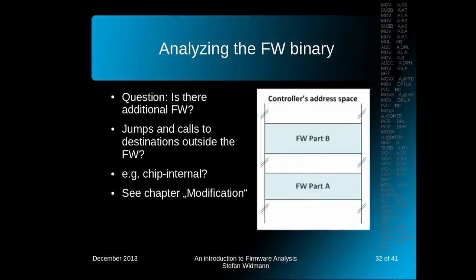Maybe the question arises, is there any additional firmware in this device? I see jumps and calls outside of our firmware we already know, although we have adjusted the load offset. Is it maybe chip internal? You can see it in the figure. Maybe we have only firmware part A, and it is using a library, maybe chip internal, in firmware part B. So we will have to see what you can do using a modification of the firmware.